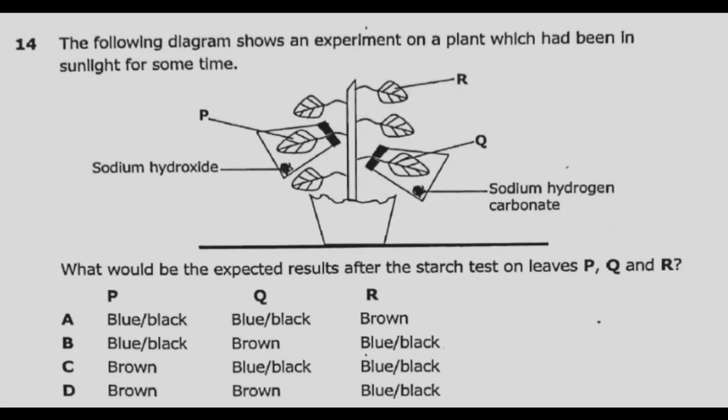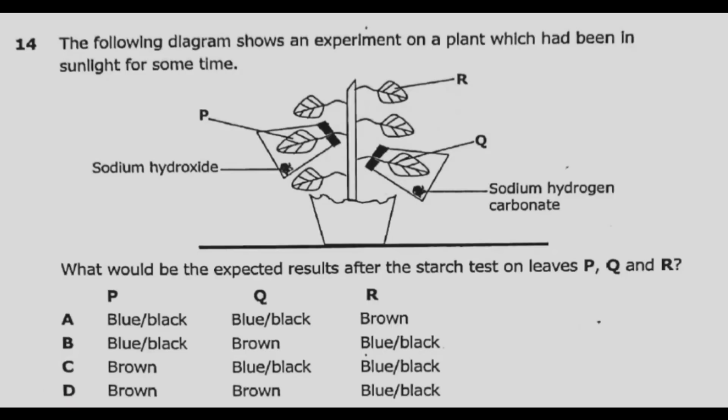Then sodium hydrogen carbonate adds carbon dioxide, so the leaf will be provided with the carbon dioxide. So what will happen to those leaves? We can see R is neutral. Okay, that is a control experiment. That one will help us to determine what happens. Okay, so what would be the expected results after the test on the leaves P, Q, and R.